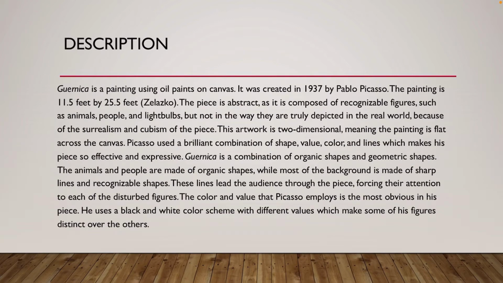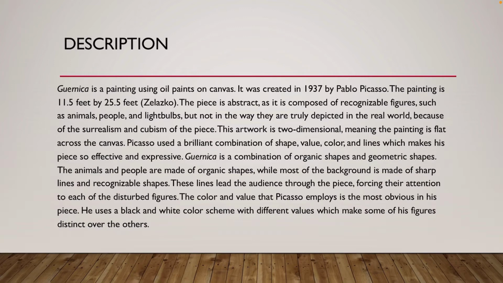Guernica is a painting using oil paints on canvas. It was created in 1937 by Pablo Picasso. The painting is 11.5 feet by 25.5 feet. The piece is abstract, as it is composed of recognizable figures such as animals, people, and light bulbs, but not in the way they are truly depicted in the real world because of the surrealism and cubism of the piece.